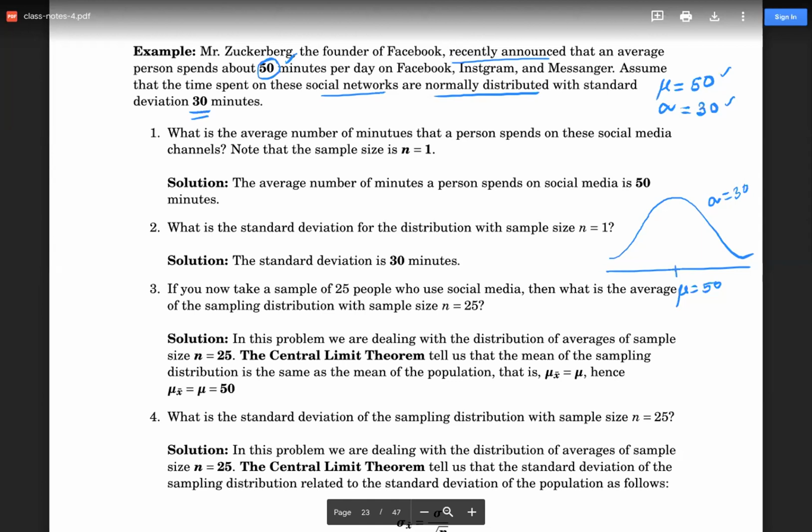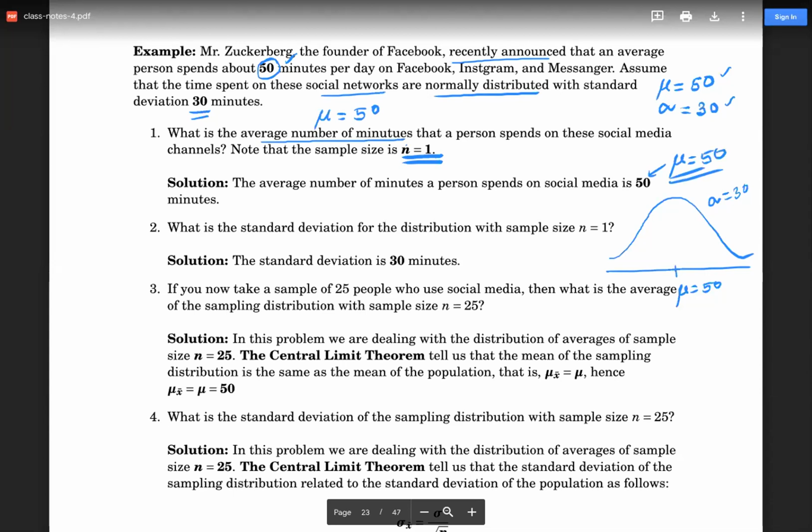Okay. Now, let's go ahead and answer these problems. What is the average number of minutes that a person spends on these social media channels? Note that the sample size is 1. So what is the average number of minutes? That means they're asking you what is mu, which is 50. I should have written here mu is equal to 50. That way, this mu sticks to your head.